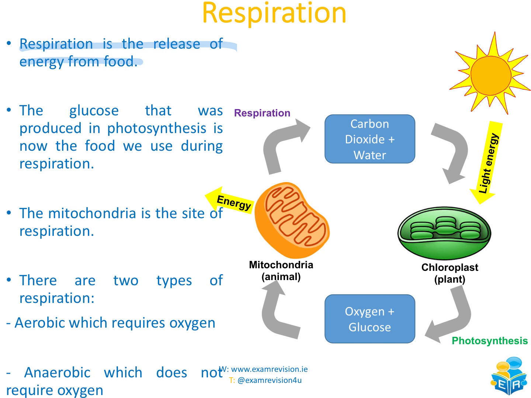And there were two types of respiration. We have aerobic respiration, which is respiration which requires oxygen. And we have anaerobic respiration, which is respiration which does not require oxygen. Okay, so just to focus in on that, we're moving away from the chloroplast, which was where photosynthesis took place. We're now in the mitochondria, and we're looking at the food source, which was made in photosynthesis. We're now breaking that down to release the energy from food.